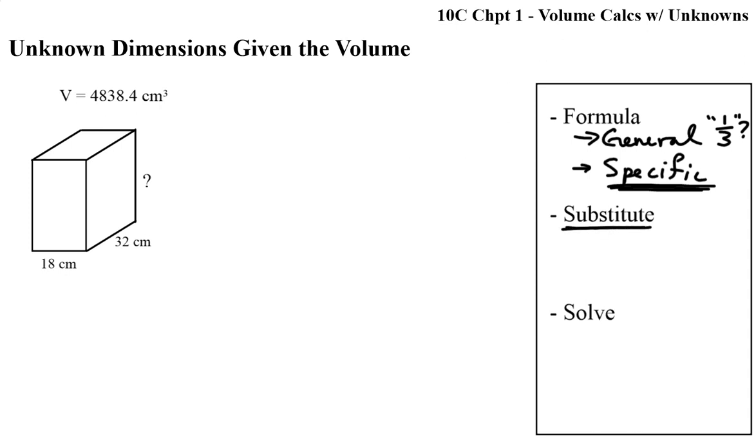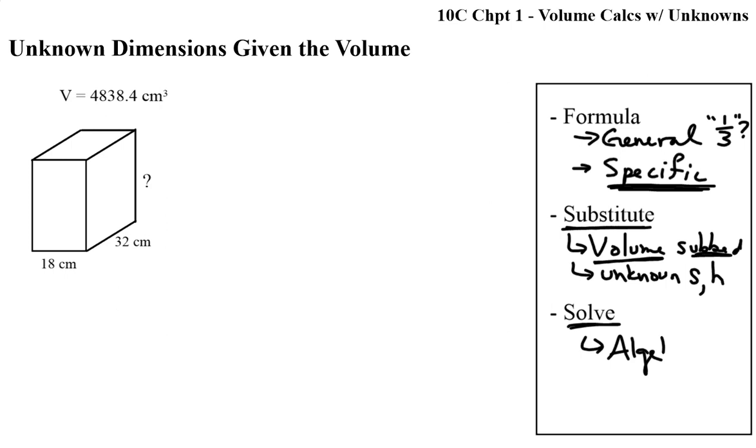When we substitute in, the big difference is now volume can be subbed in because volume will be given. We'll have an unknown dimension. One of our variables will remain, whether it's the side length or the height, whatever. But volume now can be subbed in. And we solve, gonna have to do a little bit of algebra, because we need to solve for an unknown, given the volume, some algebra to isolate it. So let's just work through a couple examples.